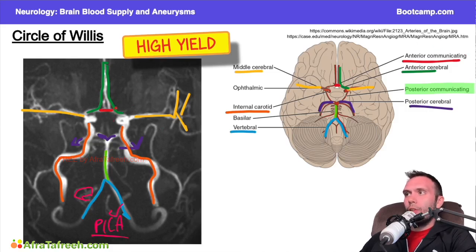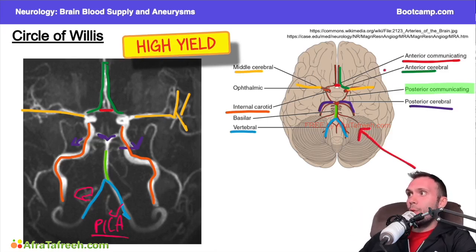I think I hit them all here that you should be able to recognize, either if we took a circle of Willis diagram, something like this, if I removed the brain here and just gave you the circle of Willis, or if I put a brain here, if I gave you an angiogram, you should be able to identify these arteries. So this is particularly high yield.